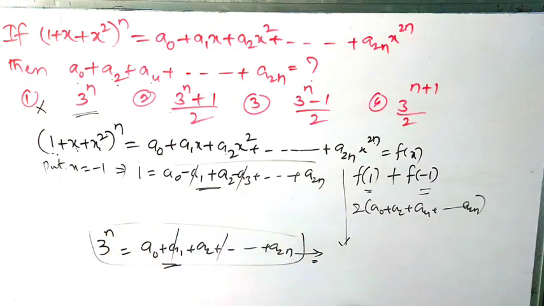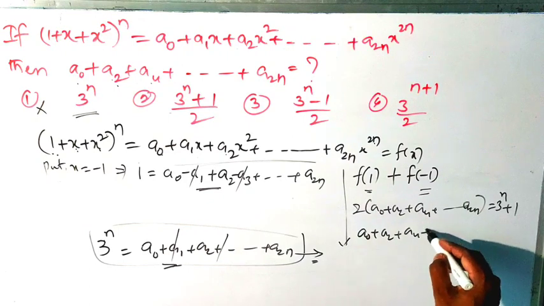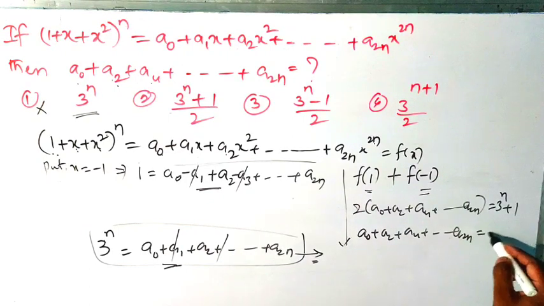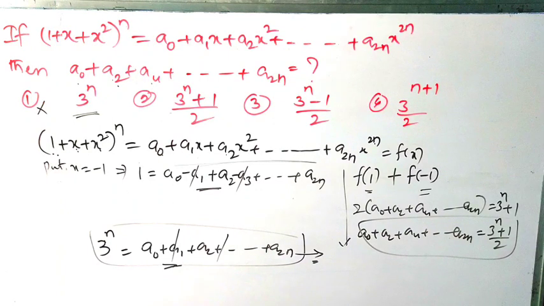On the LHS, what do we get? We are adding 3 power of n plus 1. So a0 plus a2 plus a4 up to a2n is equal to 3 power of n plus 1 by 2. So that is nothing but, the second option is the right answer.